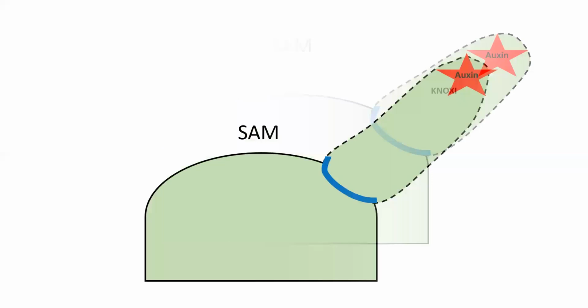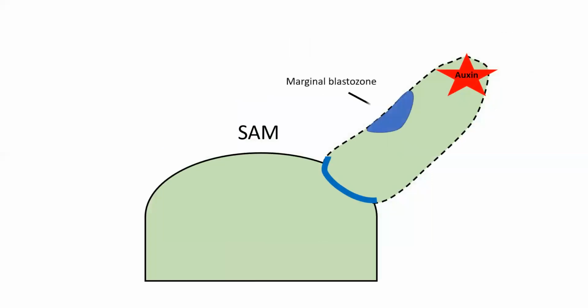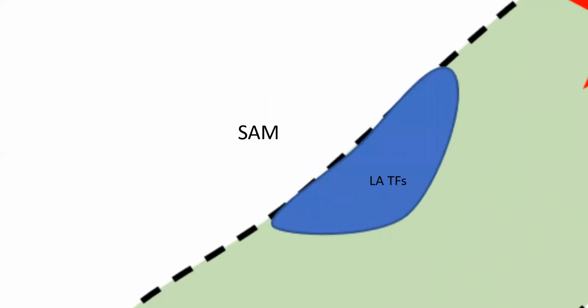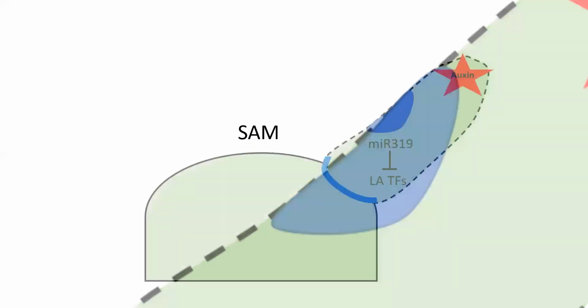Next, secondary structures begin to develop from specific meristem regions at the leaf margin. These areas are known as marginal blastozones. Within the marginal blastozones, the lanceolate, or the LA transcription factors, will function in restricting the activity of the leaf marginal blastozone. A specific microRNA, called microRNA 319, downregulates the LA transcription factors and enables meristematic activity of the marginal blastozone.